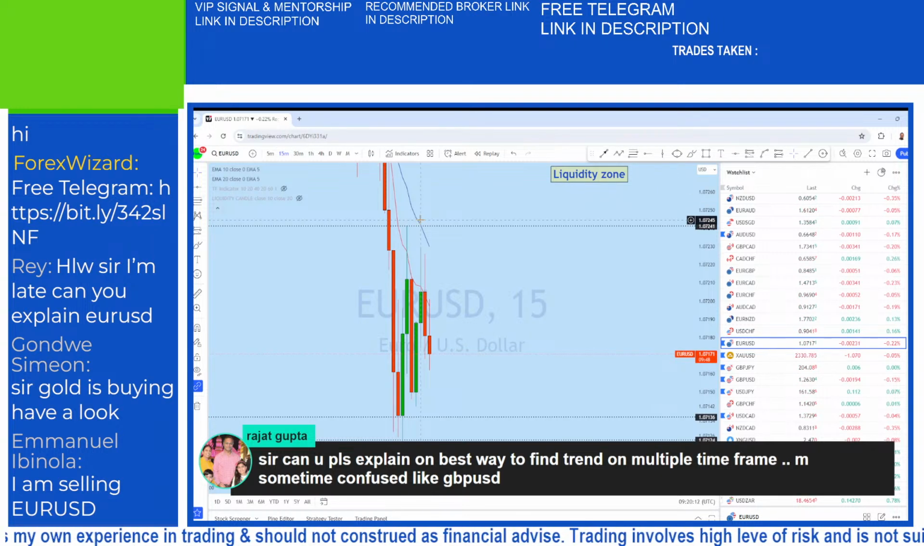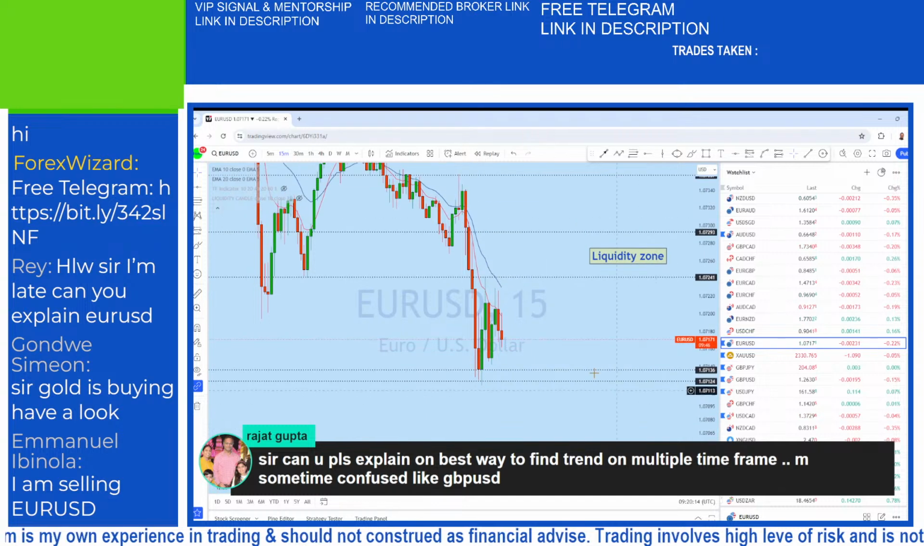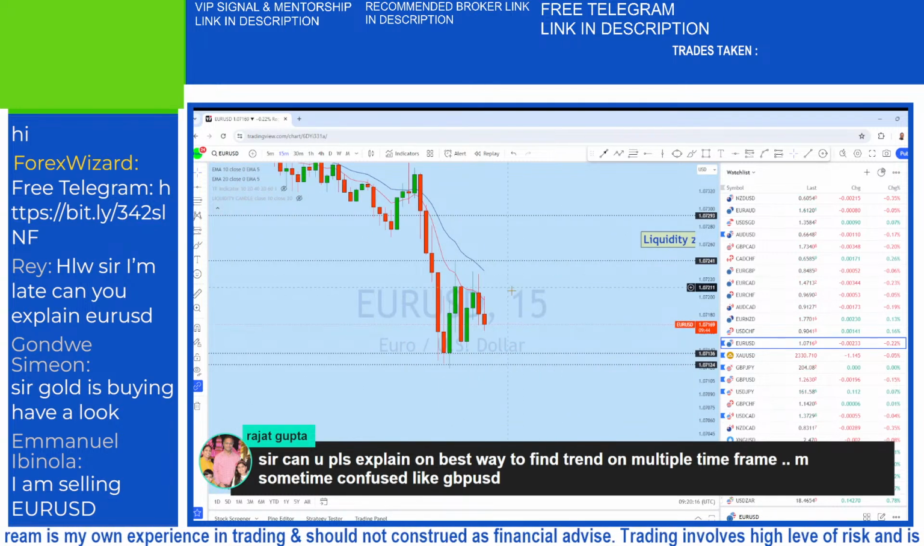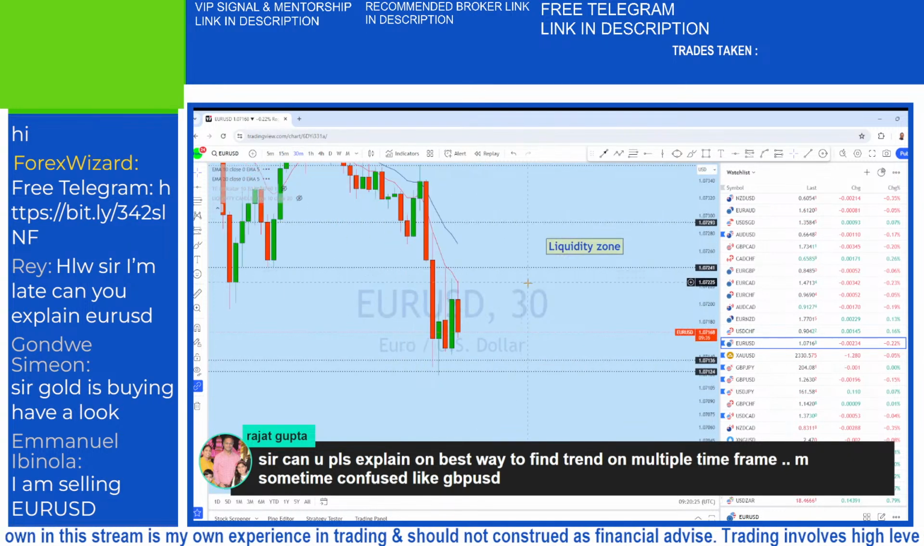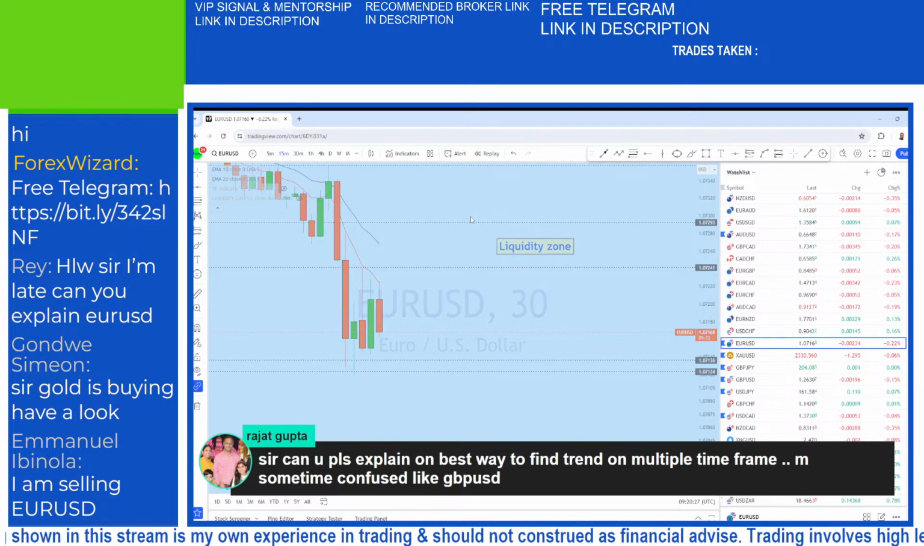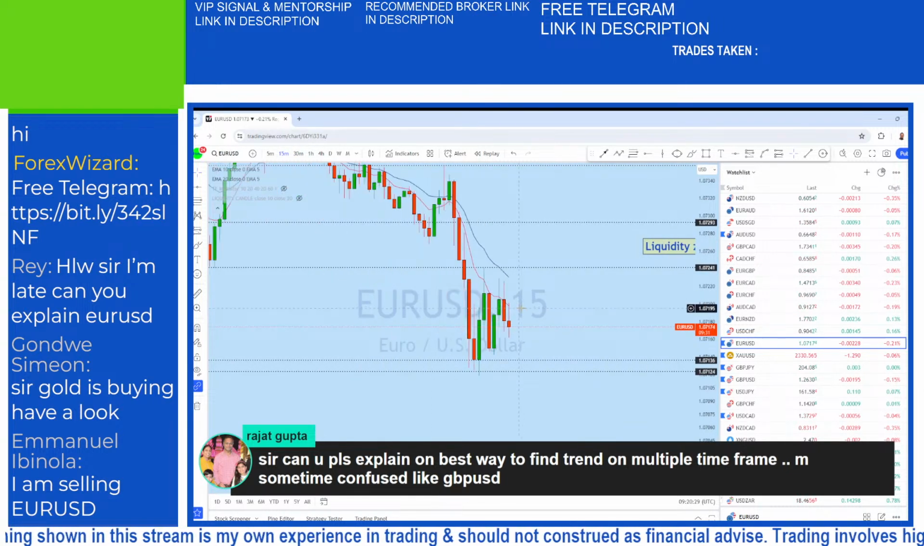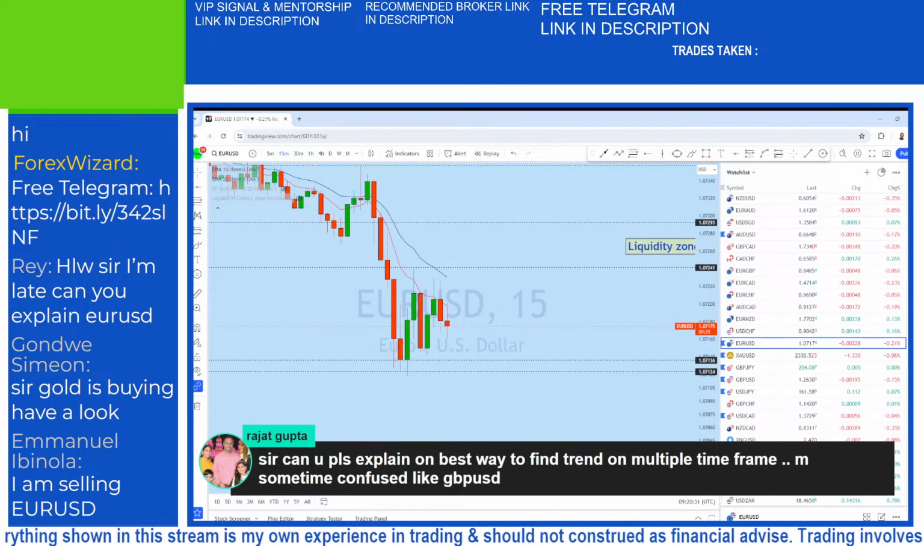Okay guys, so what we can see on EUR/USD is a long bearish candle. With that in mind, we can see the market after the news, after this bearish candle, slowly trying to break in that direction.